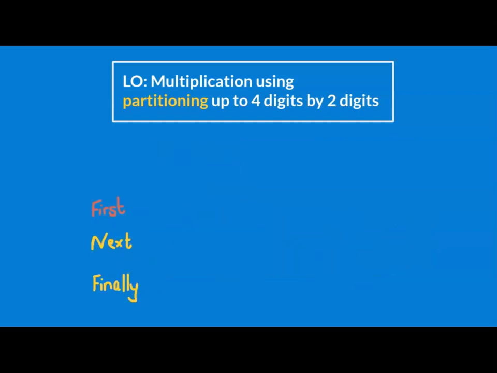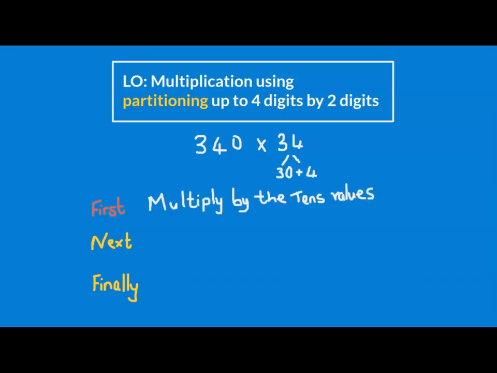What about multiplying bigger numbers by 2 digits? And this time, looking at 2 digits with more than just 10 in the tens place. So 340 multiplied by, let's say, 34. 34 can be partitioned into 30 and 4. Just like before, our first step will be to multiply by the tens values. So 340 multiplied by 30.